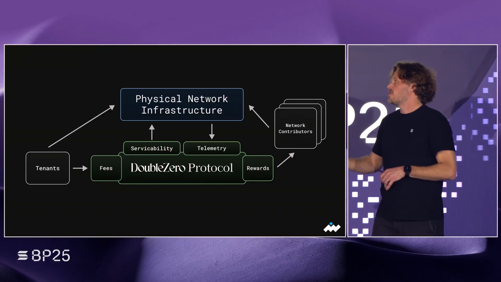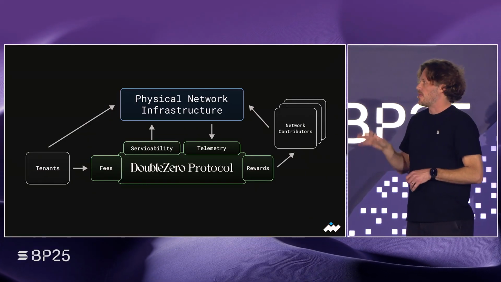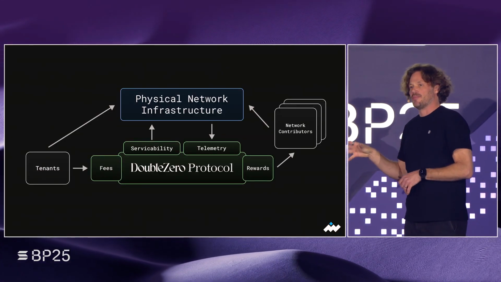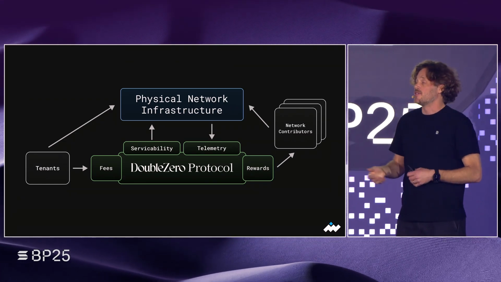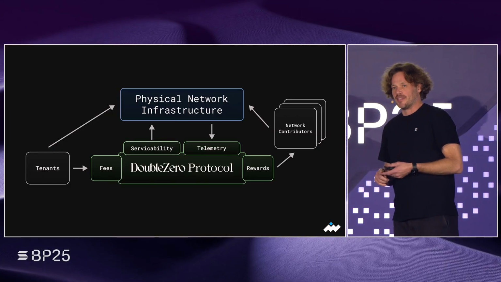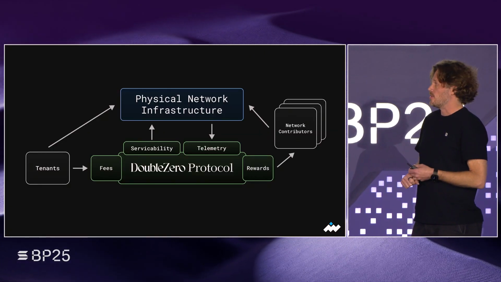Now, let's take a look at a high level of what the DoubleZero architecture looks like. So we have in the middle the protocol, and we've highlighted two bits here, serviceability and telemetry. The serviceability program basically defines what the network is: the locations, the exchanges, the links, the latencies, the jitter, the bandwidth, and so on.